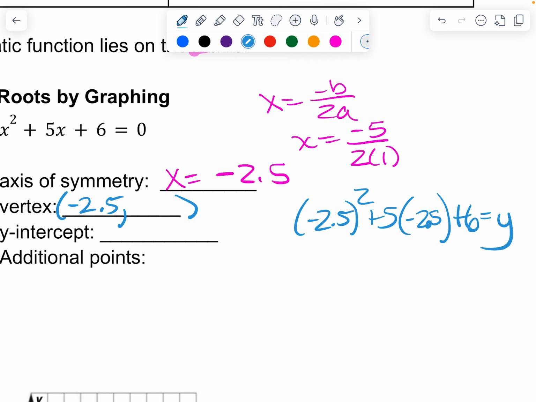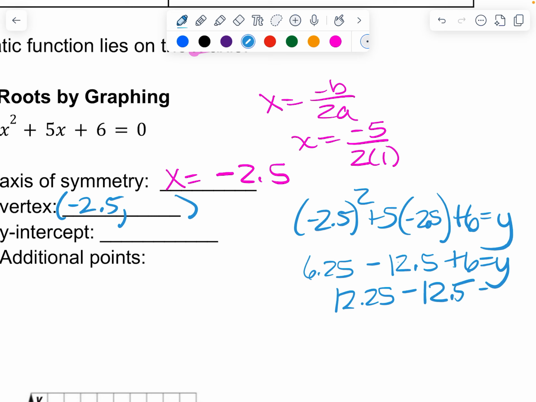So this is going to be 6.25 minus 12.5 plus 6 equals y. So this is going to get me 12.25 minus 12.5 equals y. So that's going to get me negative 0.25 is equal to y.